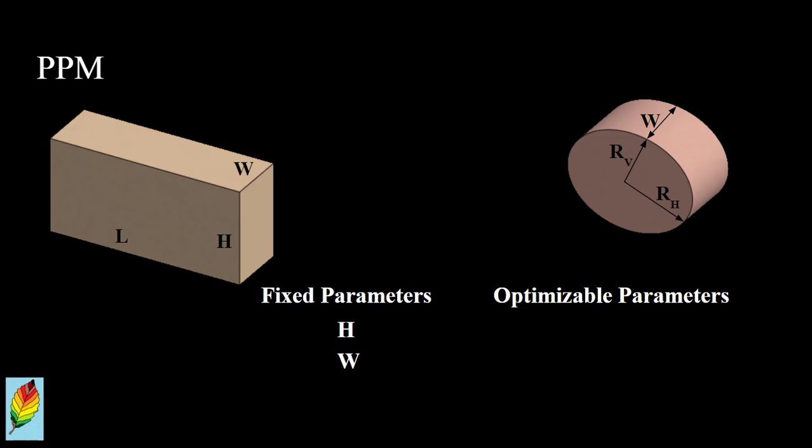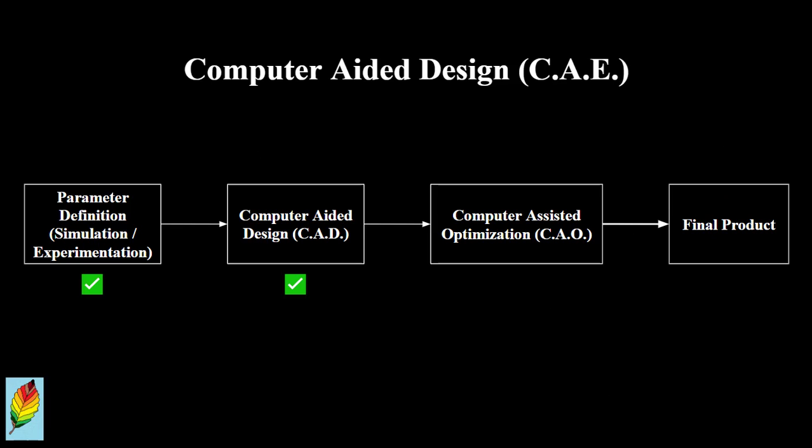This means that the only parameters that we are allowed to optimize are the length of the overall bridge, L, and the parameters that are intrinsic to the subtracted elliptical cylinder, the horizontal radius of the elliptical cylinder cross-section, RH, and the vertical radius, RV. With the parameters defined and arbitrarily sized, for now, we have completed computer-aided design and can now move on to computer-assisted optimization, or CAO.